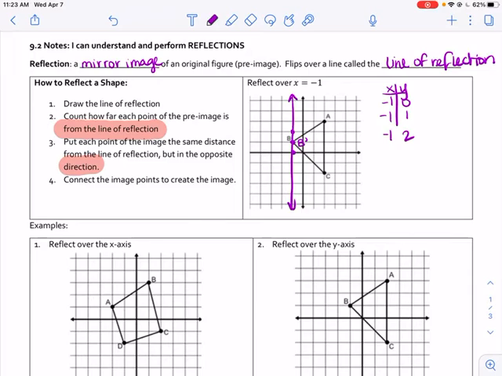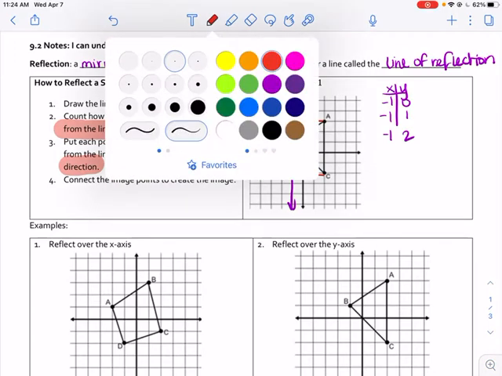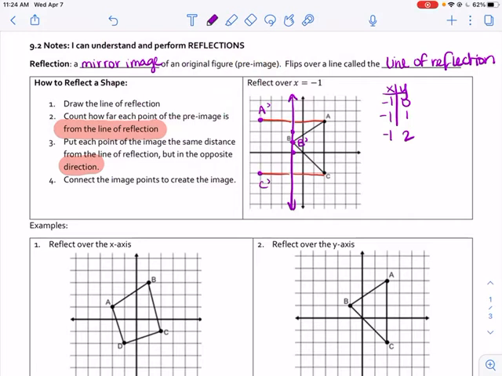Then A is 1, 2, 3 away. So I'm going to go the opposite direction, 1, 2, 3, and I'm going to put A prime. Then for C, it is also 1, 2, 3 away. So I'm going to put it 1, 2, 3 in the opposite direction, and that will be C prime. Now, you don't have to draw these little lines. You could just count it. But because you can't see my pencil moving as I count, I did that so that you could see.